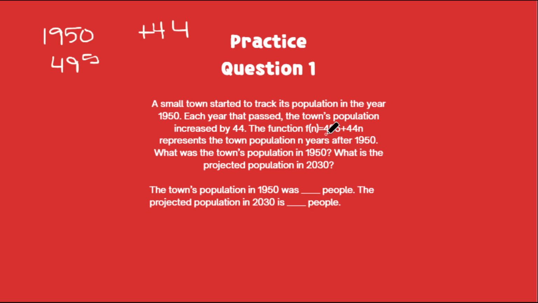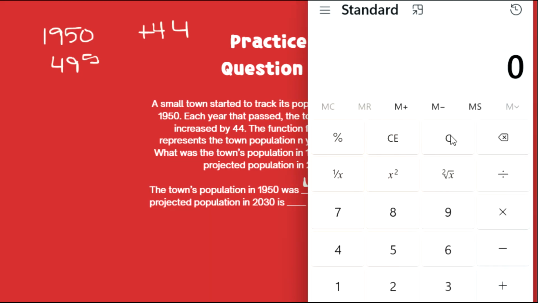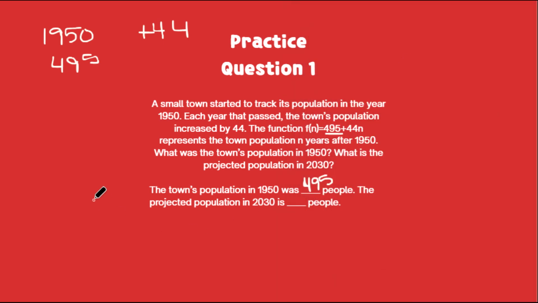We know that 495 is the population in 1950 because that's our initial value always. So there's 495 people in 1950. Now we need to figure out the difference between 2030 and 1950. 2030 minus 1950 gives us 80 years. So this means n is going to be equal to 80. So we're doing f of 80.